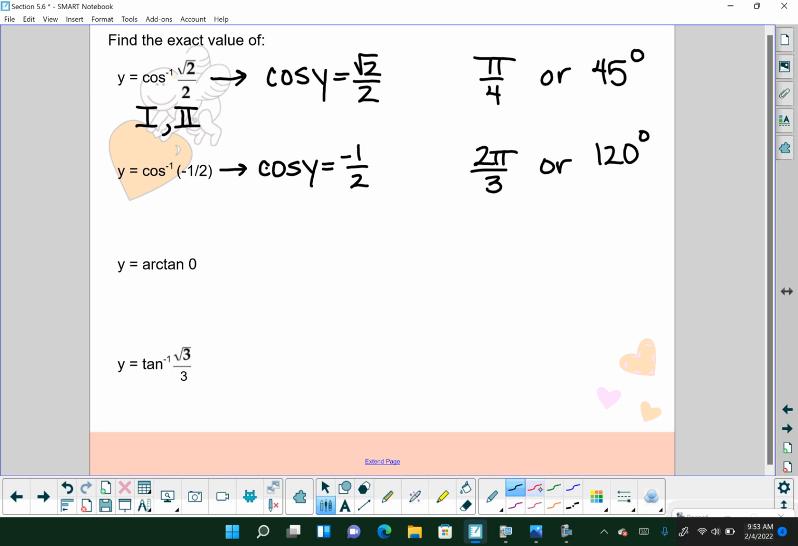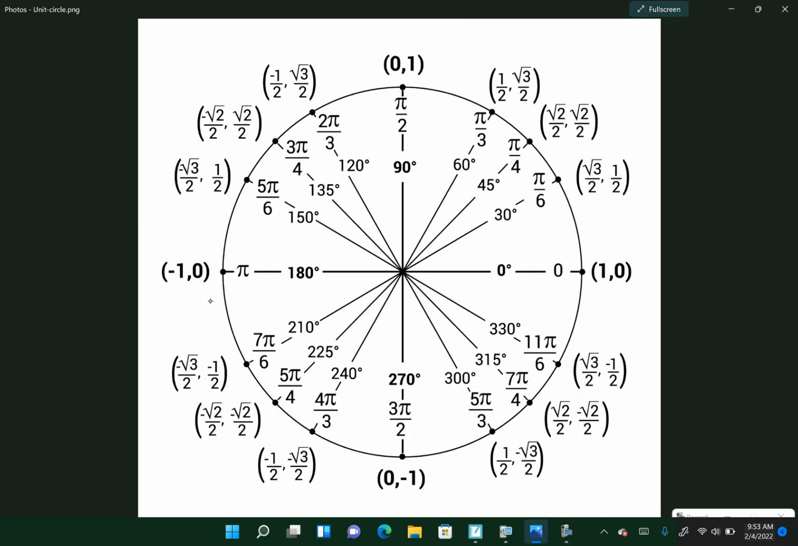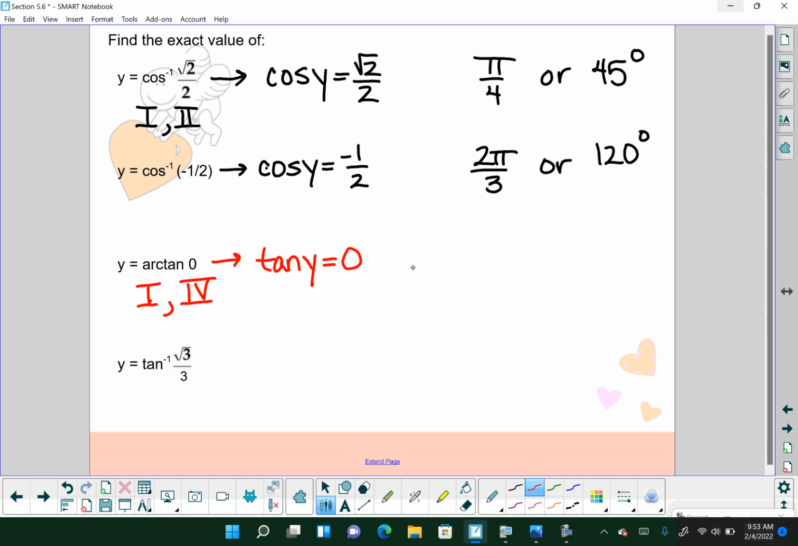And then we have some tangent problems. Arc tangent of 0. That means tangent of some angle y is equal to 0. Our tangent functions are defined in quadrants 4 and quadrant 1. So now again, we're looking at the right side of our unit circle, and we're looking for a tangent of 0. So actually, before I get to my unit circle, let's think about how we calculate a tangent.